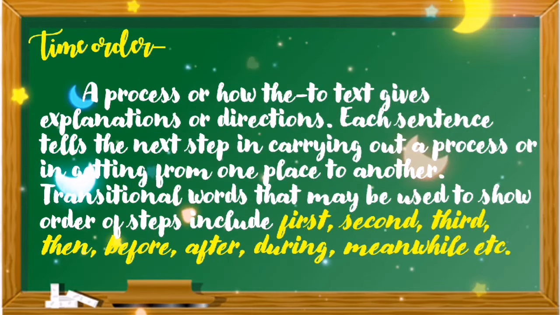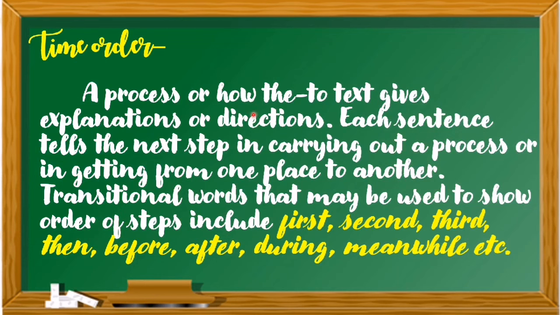Okay, we go to time order. So what is time order? It is a process text that gives explanations or directions. Each sentence tells the next step in carrying out a process or in getting from one place to another. Transitional words that may be used to show order of steps include first, second, third, then, before, after, during, meanwhile, and others.